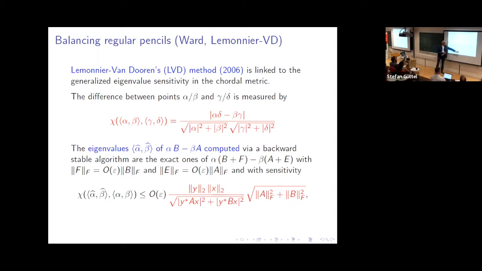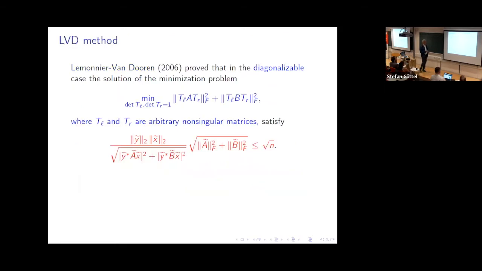It turns out that with this quantity, you can find which pencils have a very good sensitivity. This was shown also in this thesis: if I minimize the norm of A and B multiplied by these transformations TR and TL, which are invertible transformations with determinant T equals 1, then you actually minimize this as well.